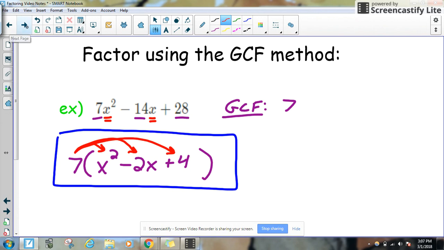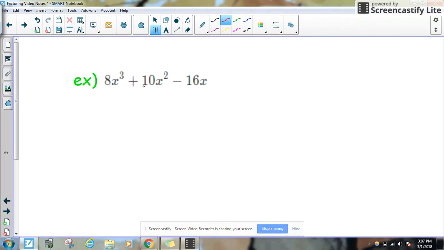Okay, let's try another one. This one's 8x cubed plus 10x squared minus 16x. So the GCF of this problem is going to be, well, if I look at 8, 10, and minus 16, again, I don't really need to make prime factorization for these numbers because they're pretty easy. The GCF is 2. However, this problem is a little different because the x cubed, the x squared, and the x do have a GCF.